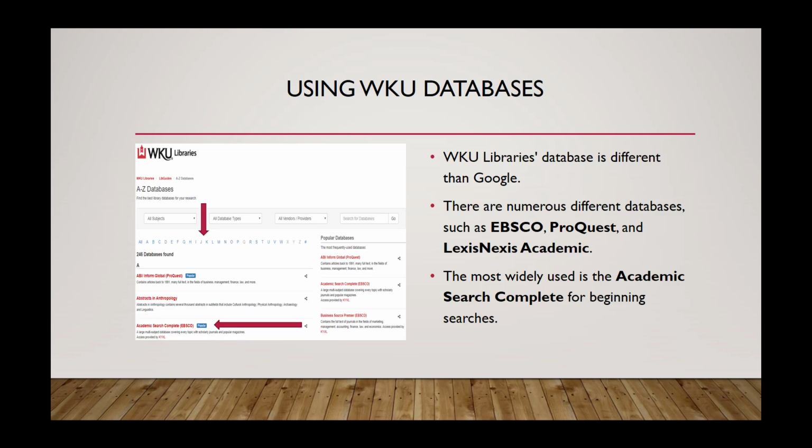But in general, most students who start their research will use what we call Academic Search Complete, an EBSCO database. We have numerous databases. As you can see here, it says 246 databases found. If you know a specific database, then you can search through it alphabetically. Some of the other more popular ones are EBSCO, ProQuest, LexisNexis Academic. But most students who just start their search are going to use Academic Search Complete.